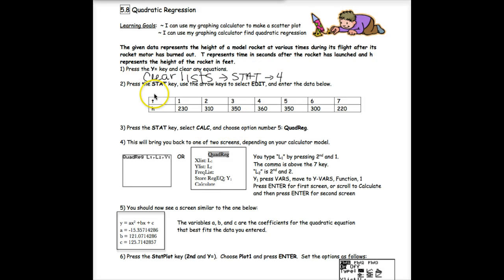So once your lists are clear, then you can go to stat and go to edit. So we are going to enter this data. Remember, T is time in seconds and H is height in feet. So I'm going to put my T values in my list 1. So those are pretty easy to remember, just 1 through 7.